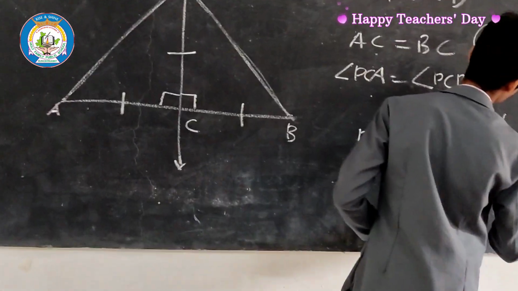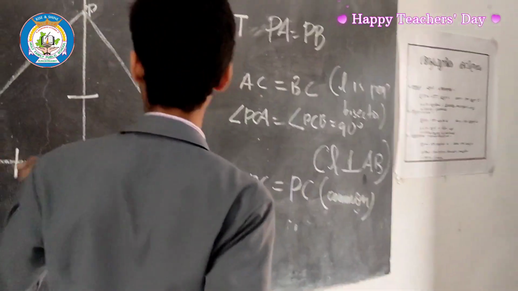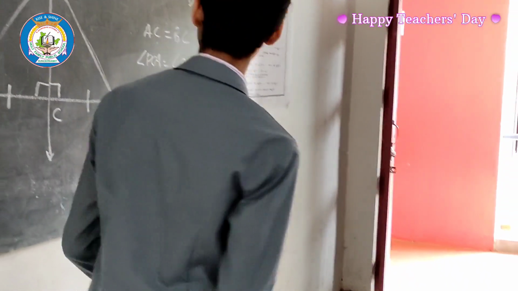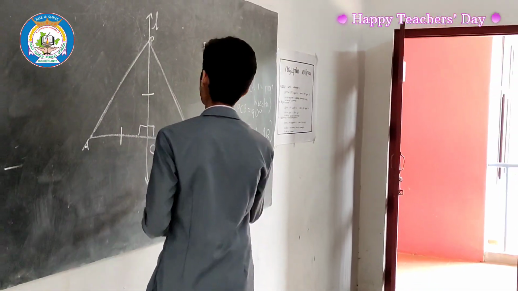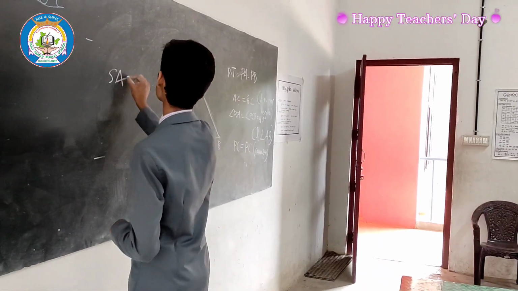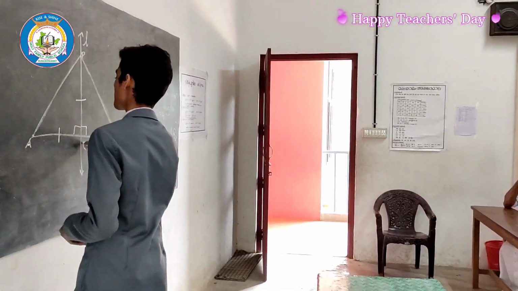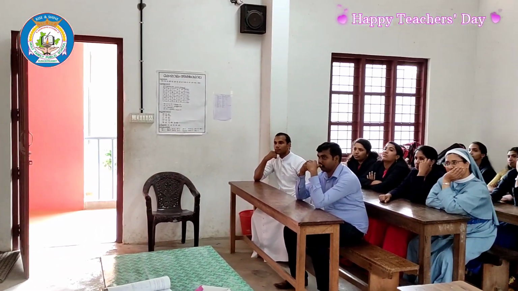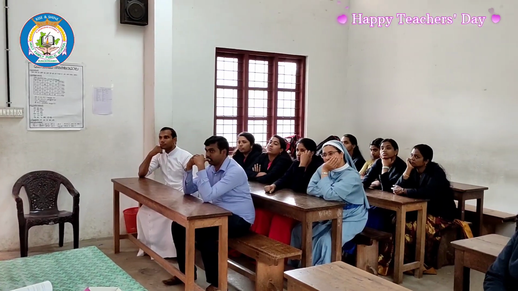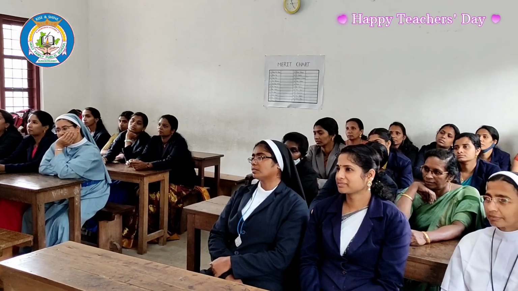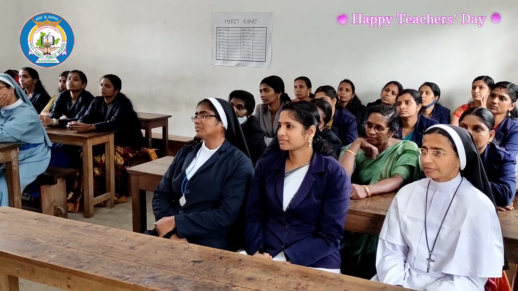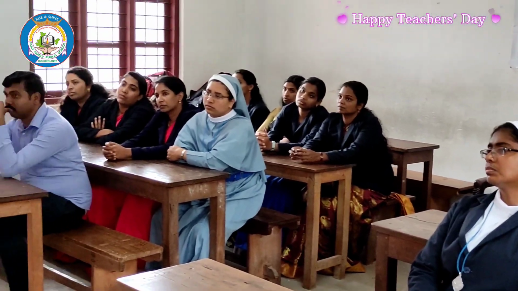So we have these facts which are given in the question within the figure, and from this, using the SAS congruence criterion, it is possible to prove that triangle PCA is congruent to triangle PCB. And since triangle PCA and PCB are congruent, PA must be equal to PB. Thus, we end up with the solution of this question.